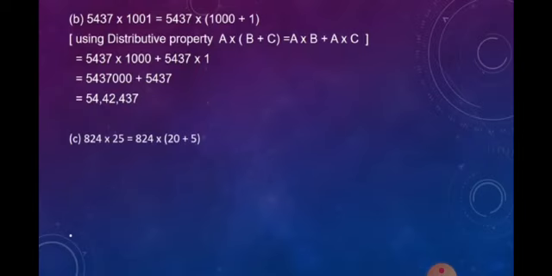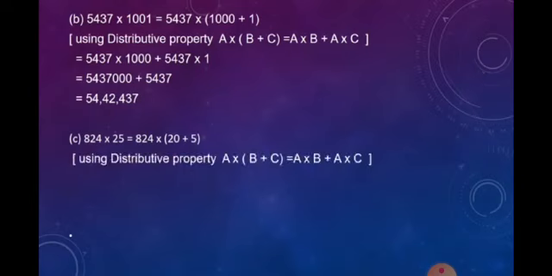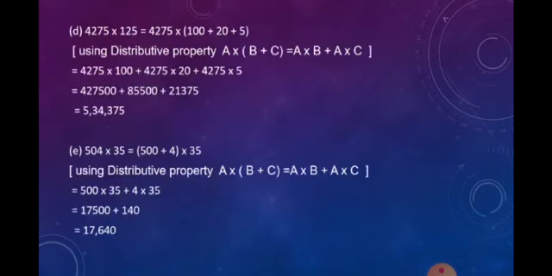Next part is 824 multiplied by 25. Now 25 can be written as 20 plus 5. Again using the distributive property, we will get 824 multiplied by 20 plus 824 multiplied by 5, which is equal to 16,480 plus 4,120, which is equal to 20,600. Using the distributive property, you can solve the next two parts. And if you have any doubt, please write it in my comment box.